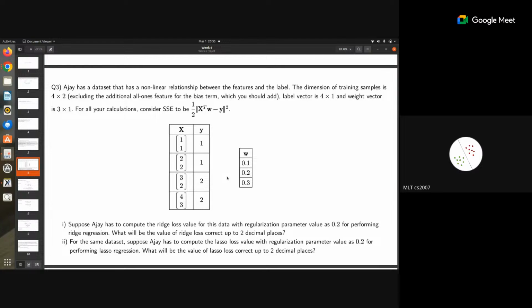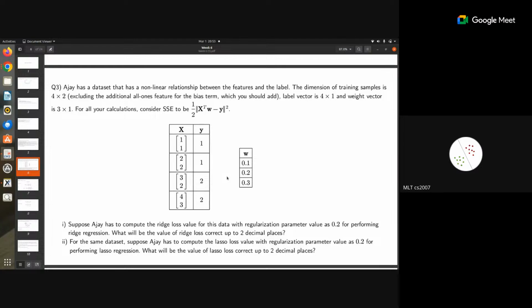Label vector is 4 cross 1. That is fine. Weight vector is 3 cross 1. For all your calculations, consider sum of square as the X transpose W into Y. Okay. Why is this W vector 3 cross 1? Because it has shrunk. Some are not there, right? W1, W2. Okay. Some one is 0.